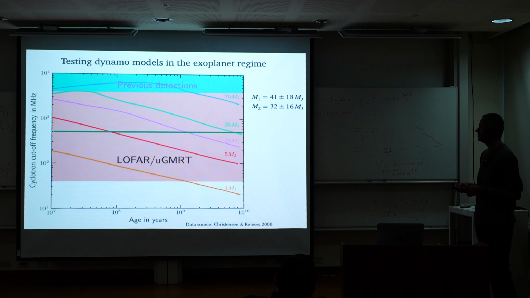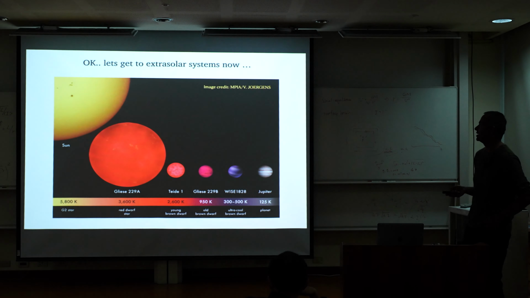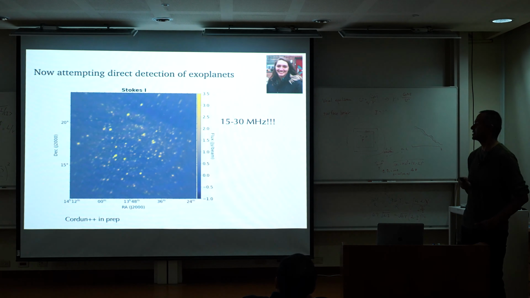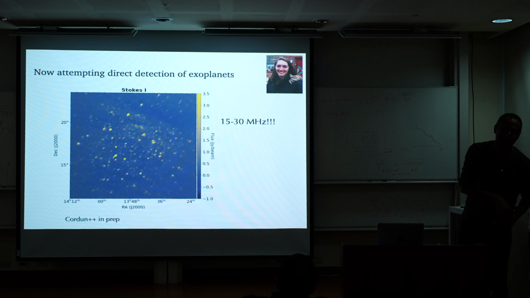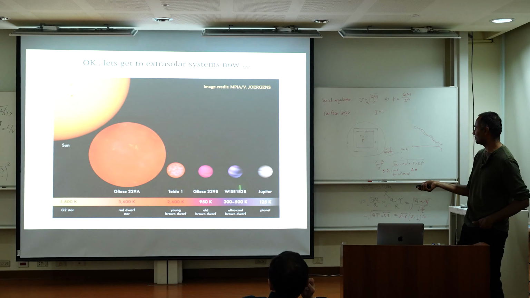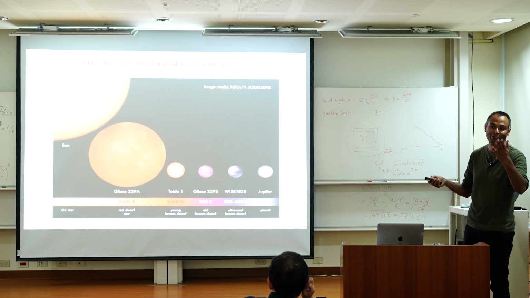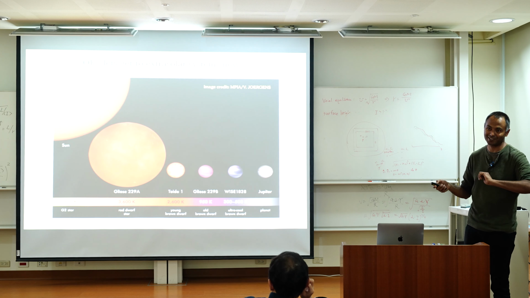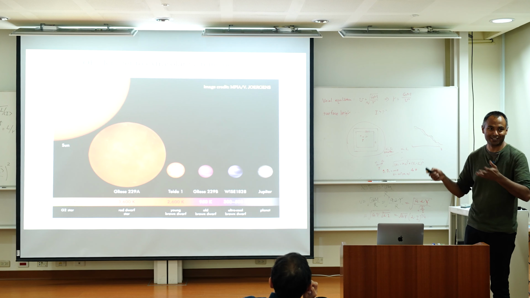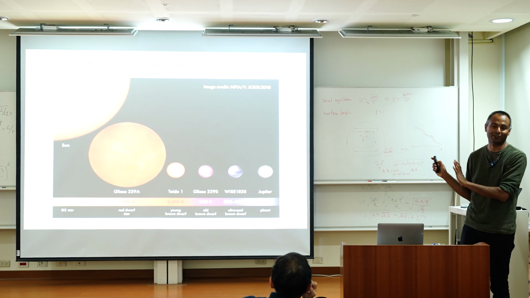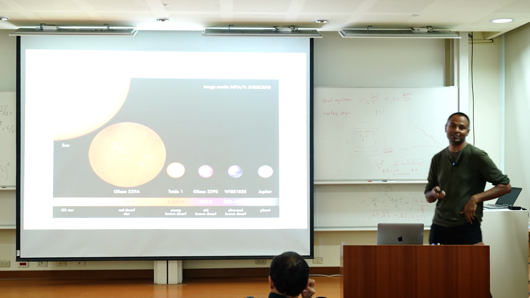So, okay, that's about brown dwarfs. Let's go to extrasolar systems. You need to now go lower in frequency to actually go from brown dwarf to Jupiter. So remember, Jupiter's emission cuts off at 40 megahertz. So we have to do all the things we did right now with brown dwarfs at even lower frequencies.